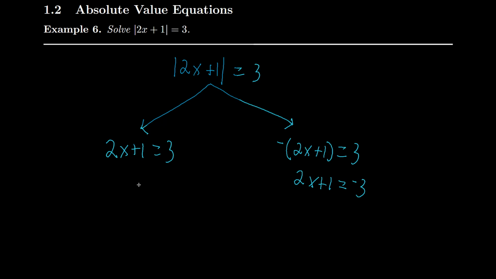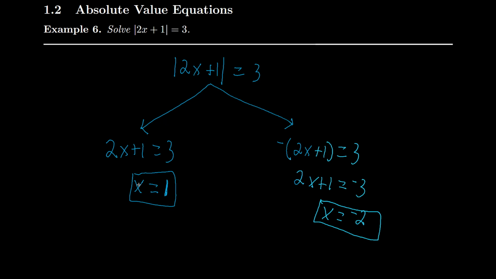So we're going to subtract 1 and divide by 2. And we're going to get that x equals 3 minus 1 is 2, divided by 2 is 1. That's one of your answers. Your other answer is subtract 1 to get -4, and then divide by 2 and get -2. So your two answers are x equals 1 and x equals -2.